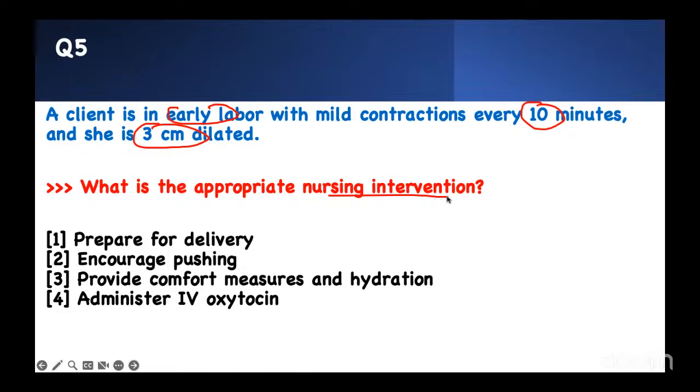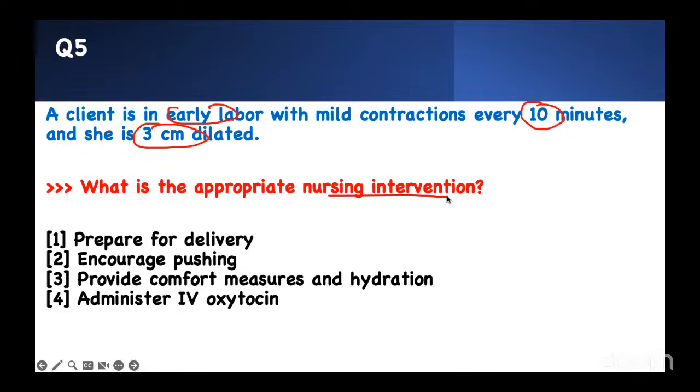You can put down your answer. Let me see. What do you think? Contracting every 10 minutes, she's in early labor and she's 3 centimeters dilated. This tells you she's in stage one. What phase of that stage? At 3 centimeters dilated, she's in the latent phase. What do you do in the latent phase for the mother?